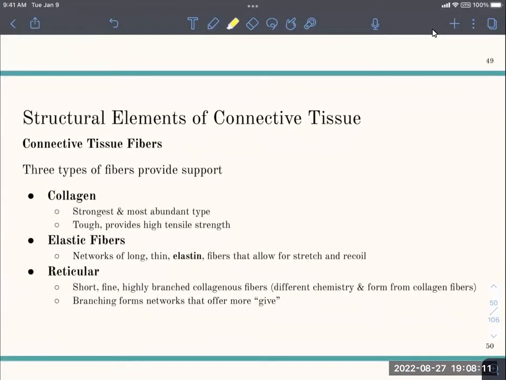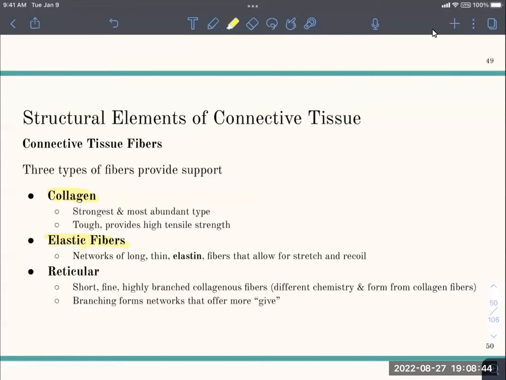So let's look at the different kinds of fibers that are found in connective tissue. We technically have 3 kinds of fibers. We have collagen. Collagen is the strongest and the most abundant. We have the most collagen fibers in connective tissue in our body. They're very tough. They provide us with strength. They hold things together. We have elastic fibers. These elastic fibers help stretch and recoil, so they'll help connective tissue stretch and come back to its original shape.